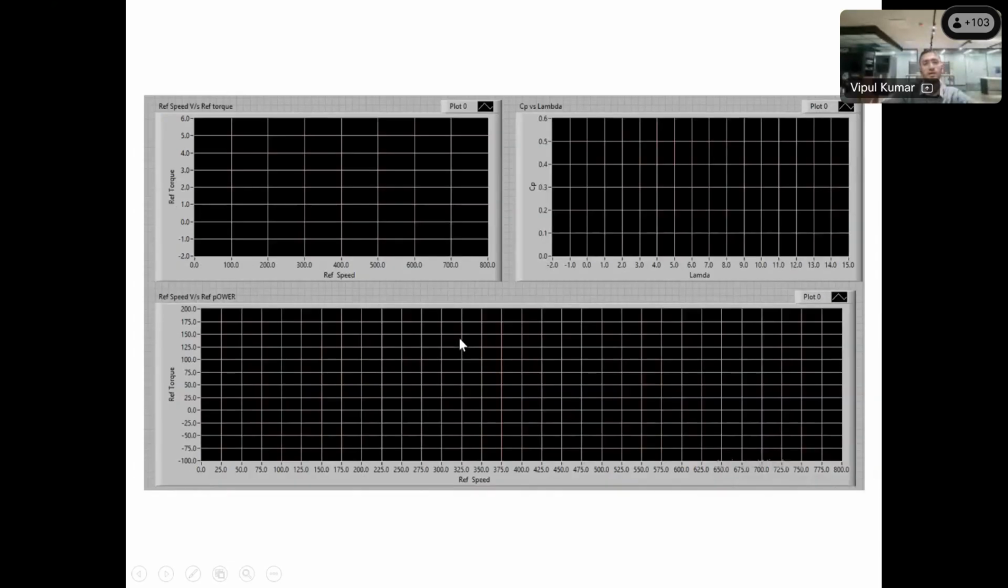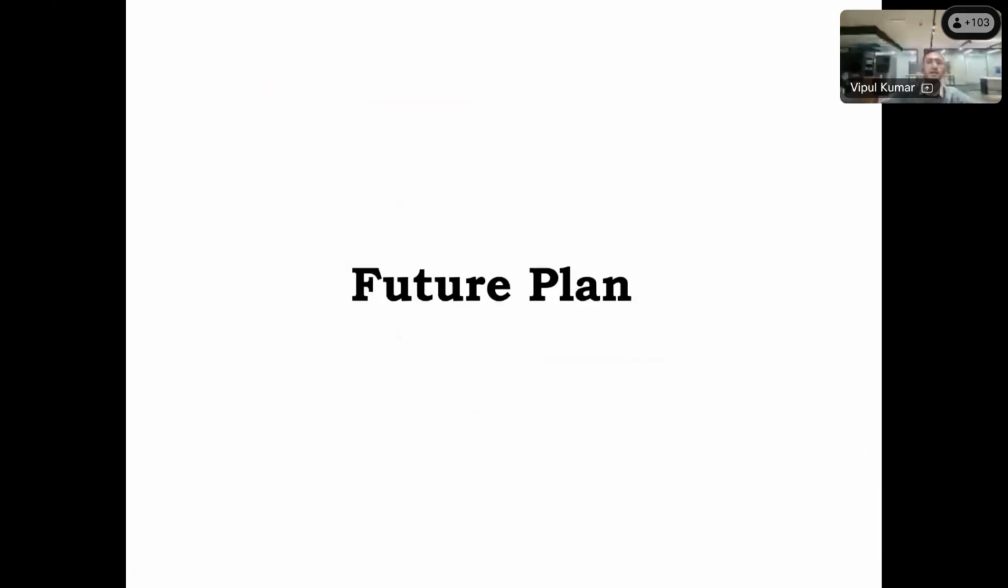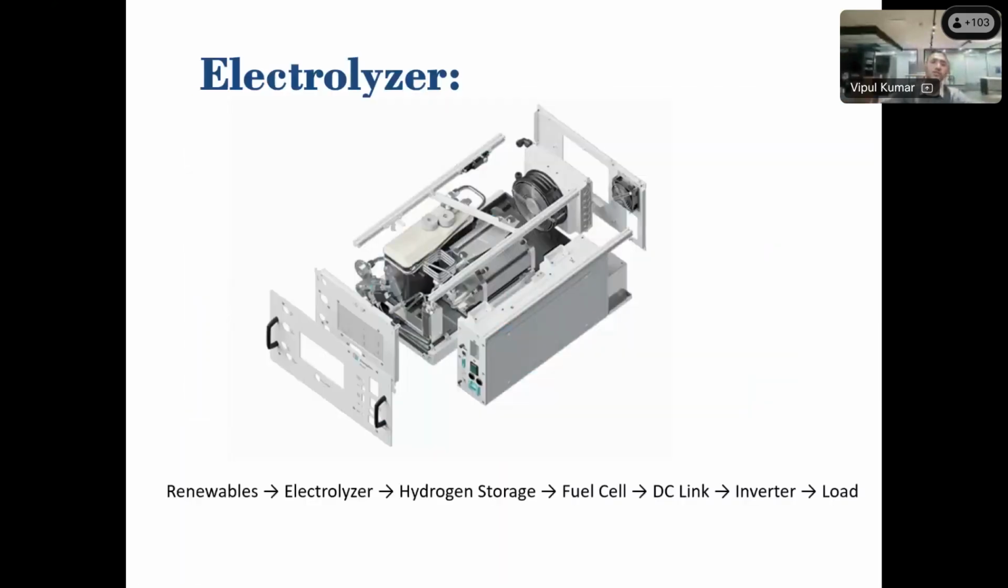Okay, all curves are there. In future we can add an electrolyzer: when there is excess power, the load is not there and the battery is charged, the electrolyzer will take that power and generate hydrogen for the fuel cell. In that manner, we have to add the electrolyzer also in the microgrid.